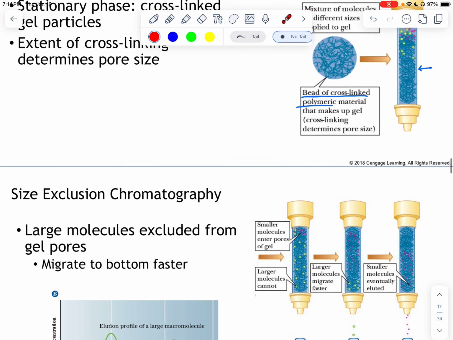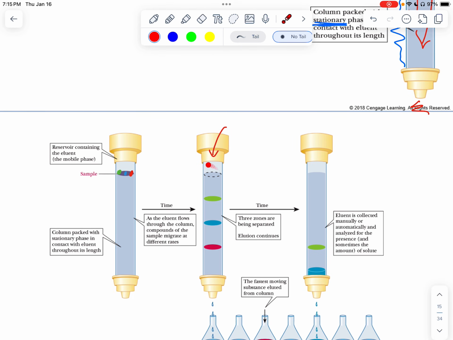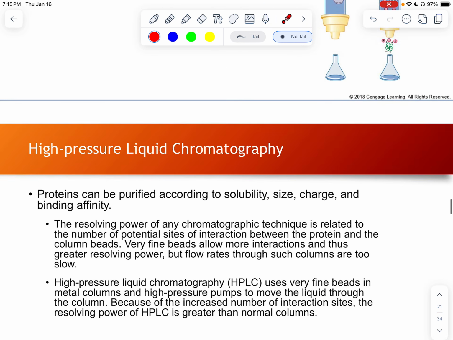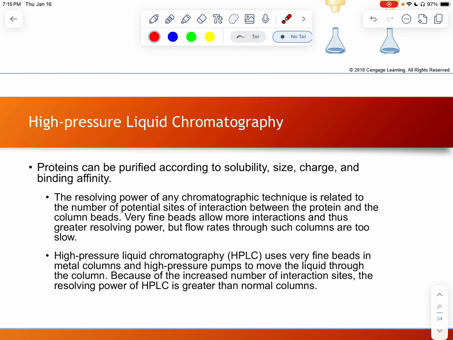Actually, I'm going to scroll all the way up here. So we can get this separation. This separation would be even better if we had lots and lots of tiny beads, but it would take longer. It'll be worse if we have a lot of big beads that we've put in there. These things might not actually be very separated. So high pressure liquid chromatography takes care of that by using these very fine beads, but then it uses a high pressure pump to move the liquid through to speed it up.